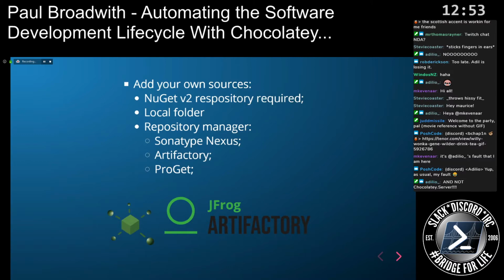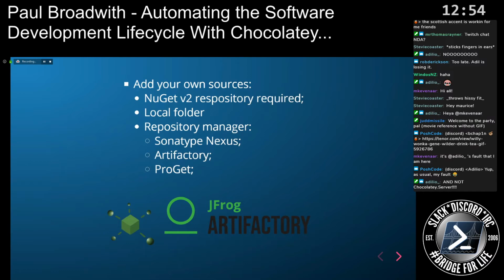So Sonatype Nexus, just to give you a rundown of them, as Adil says, don't use Chocolatey Server. I can see that in the chat, absolutely right, Adil. But yeah, the Sonatype Nexus has a free and a paid-for option, okay? And the free option actually gives you a NuGet version 2 repository. So you can actually stand up a Nexus repository for free and be able to use it with Chocolatey.